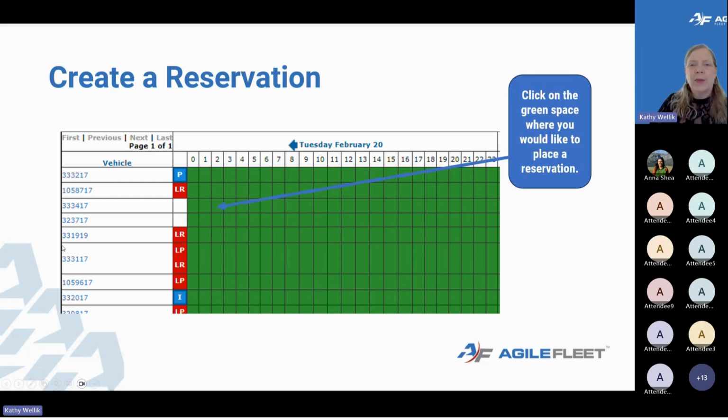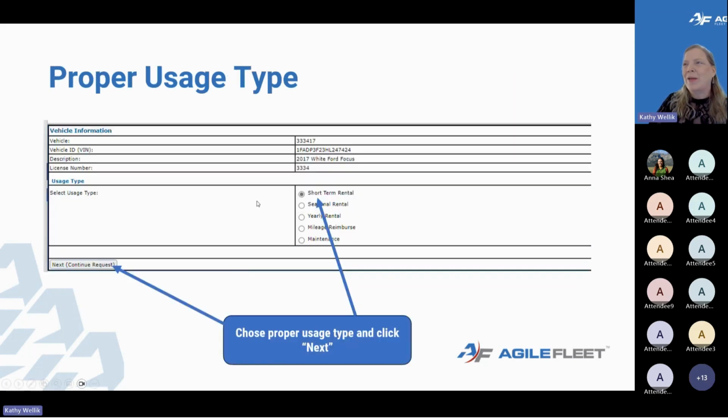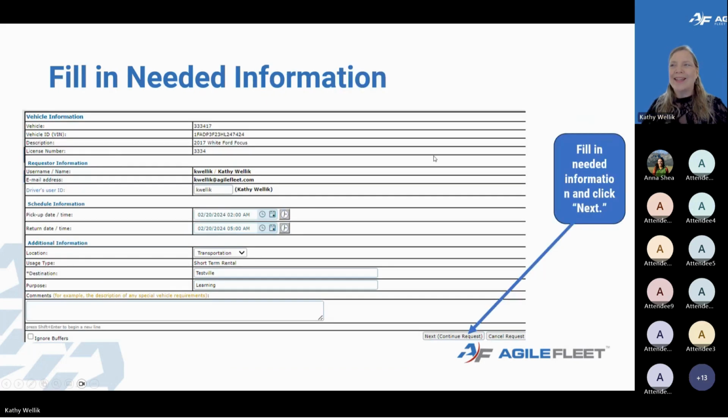You click on that space and up pops your reservation screen instantly. You don't have to go to manage, make reservation, and any of that. It just pops in automatically and goes directly to the reservation screen. So you can then choose what type of reservation you want and click next. And when you do that, it's going to fill in the basic reservation screen.